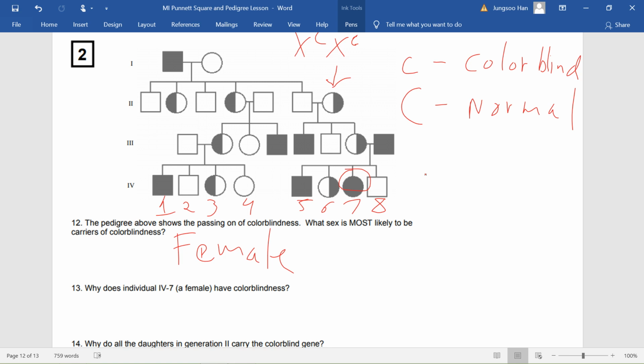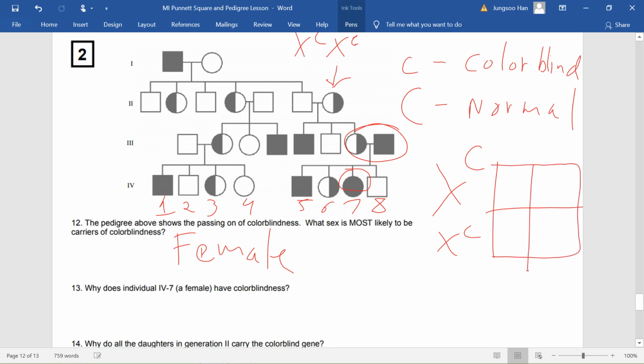It's because of her parents. The genotype of the mom of individual 7 in generation 4 is X big C, X little c. The male, her father, is X little c Y. If you did the possible Punnett square, individual 7 is basically this one right there, X little c, X little c.